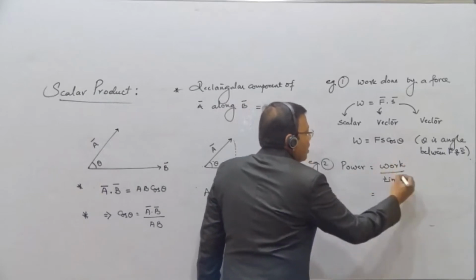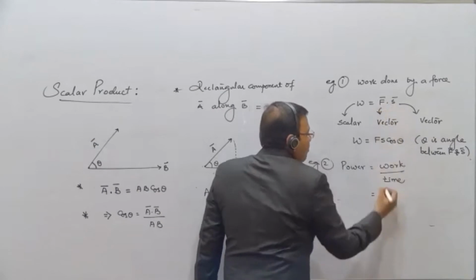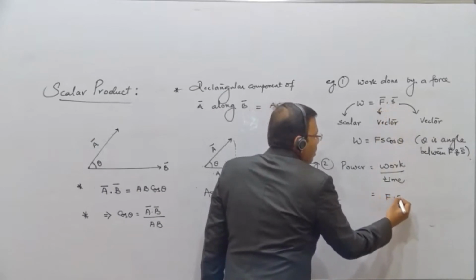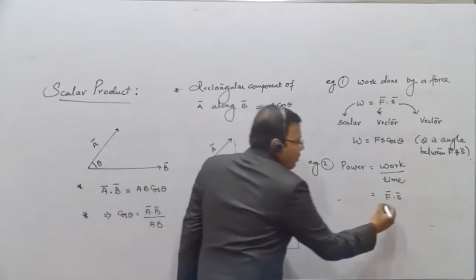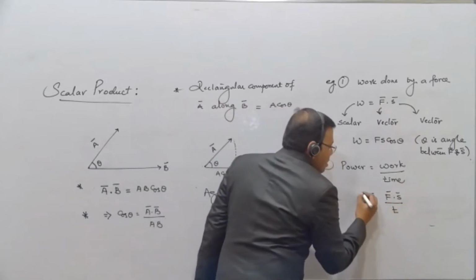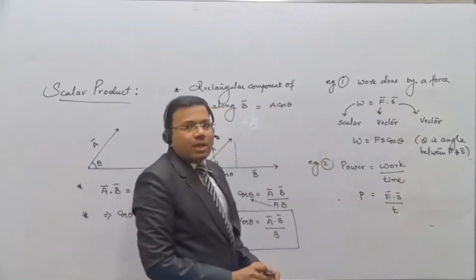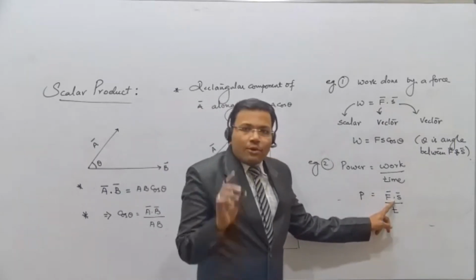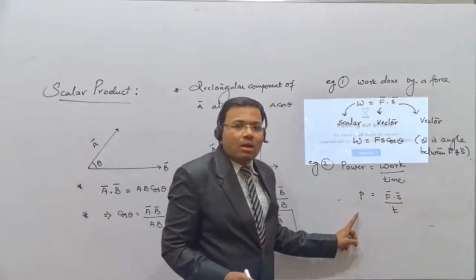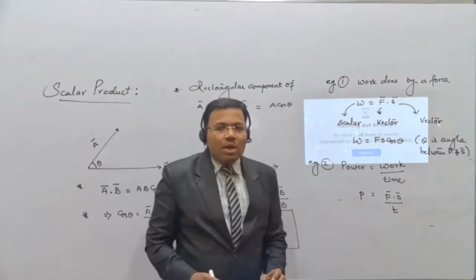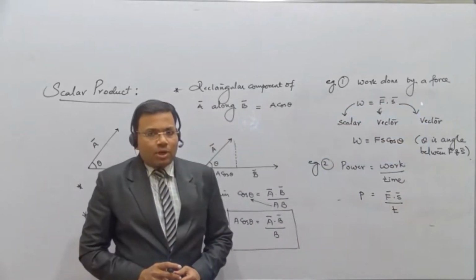But what is this work? Work, we have already seen the formula, F dot S. F dot S, that is the work, divided by time T. So this is the power. You can see clearly it is a dot product of two vectors and we are getting a scalar. Power is a scalar. Therefore I have taken power as an example of a scalar product.